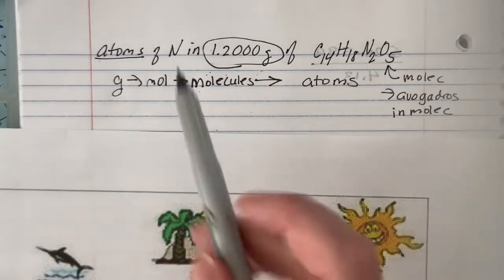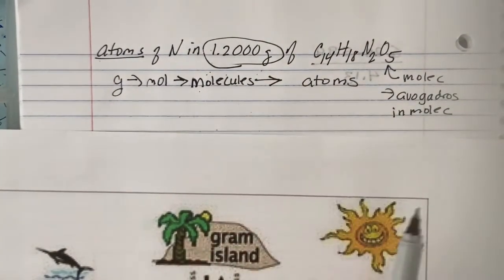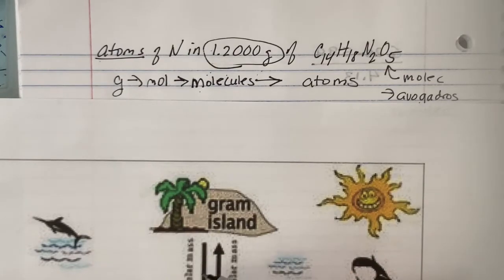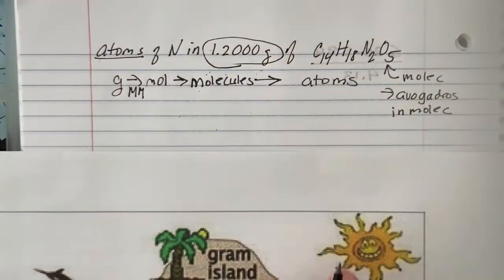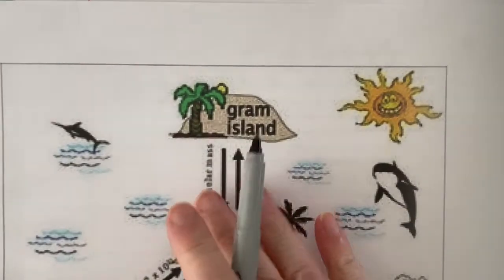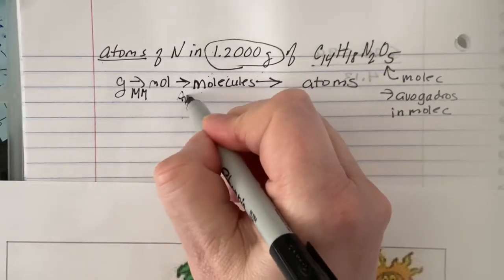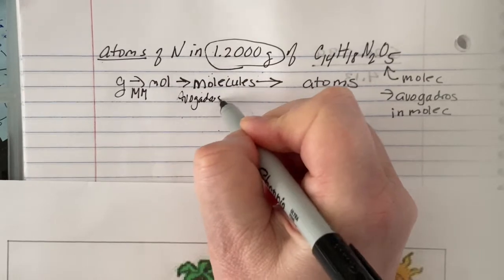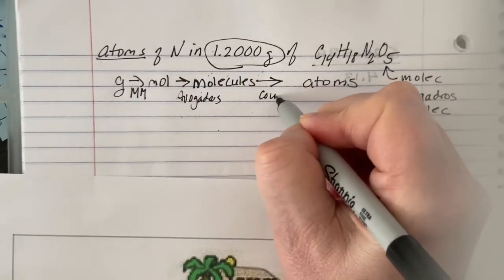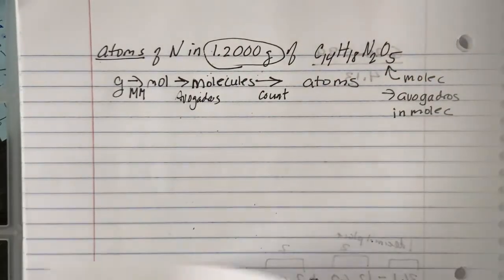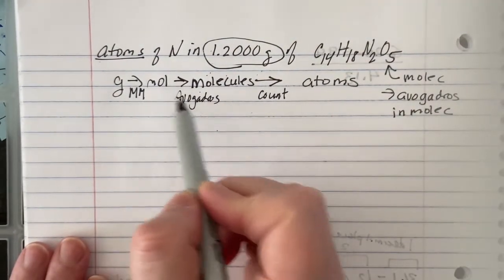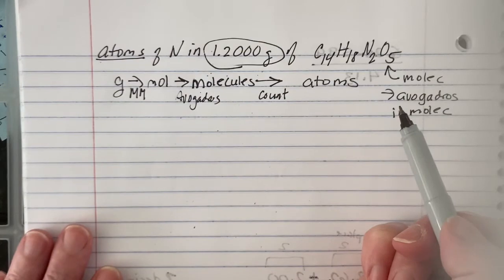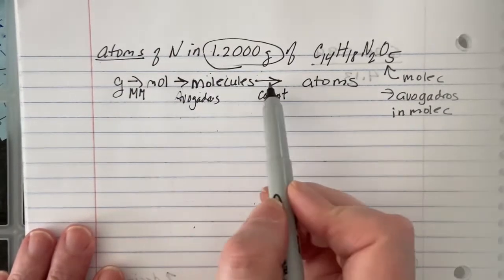What are our unit conversions? We're going to have 3 because we have 3 arrows. Grams to mole, it says use molar mass for my first unit conversion. Moles to molecules, it says use Avogadro's number for my second unit conversion. And molecules to atoms, we're going to count for our third unit conversion. So now we have a pathway and we know what unit conversions are on each of our 3 steps.